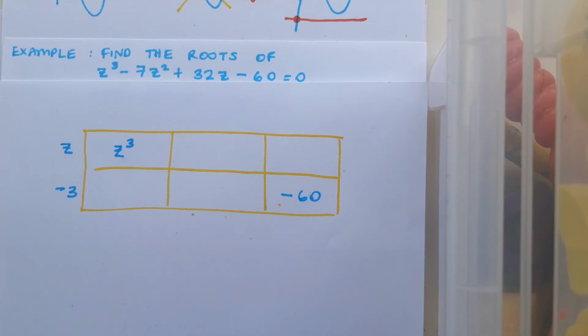I'm going to go on with my division. So z into z cubed gives me z squared, and minus 3 into minus 60 goes plus 20. So I can fill a bit more information out into the inside of my array. I'm able to fill in my minus 3z squared and my plus 20z.